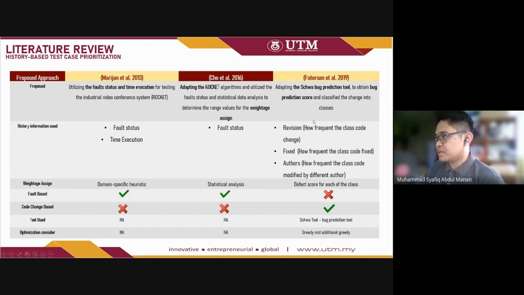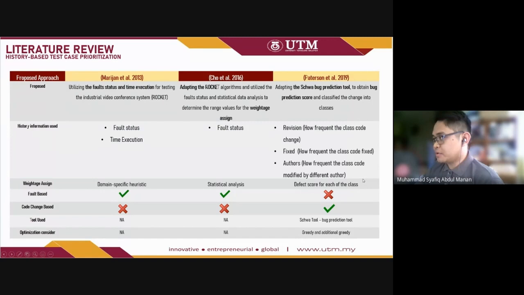And then for the partition paper, unlike the others, they try to come up with different factors, focusing on the code change itself, which utilizes three factors: revision, fix, and author. Revision is how frequently the class code changes, which means that if the code changes frequently, it could possibly have a higher priority compared to test cases with the lowest. Fix means how frequently the class has been fixed, meaning how many times it was faulty and the test cases have been fixed. Lastly is the author, focusing on how frequently the author modified the code itself.